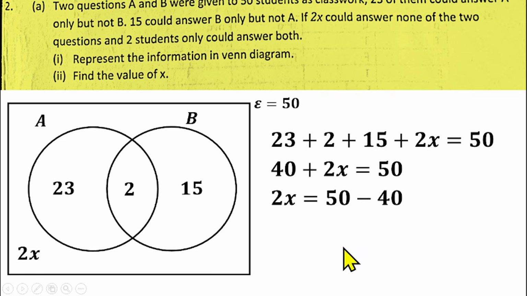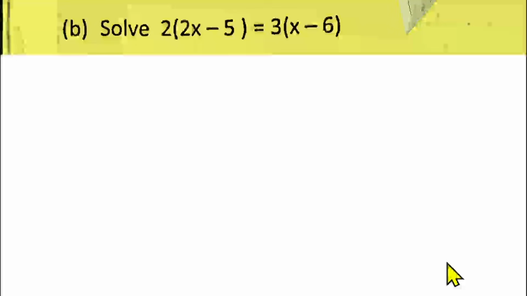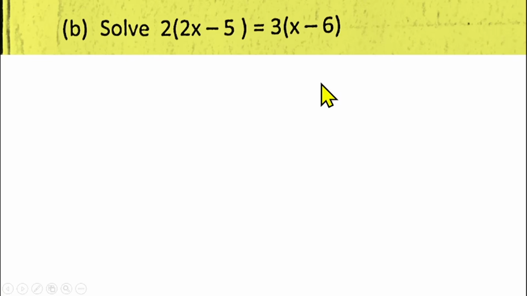Collect like terms: 2x equals to 50 minus 40. 2x equals to 10. Then x is equal to 5. So that means 5 is the value of our x. And that's the solution for question number 2a. Question number 2b is from linear equation. You have to find the value of x, or you have to solve this equation.